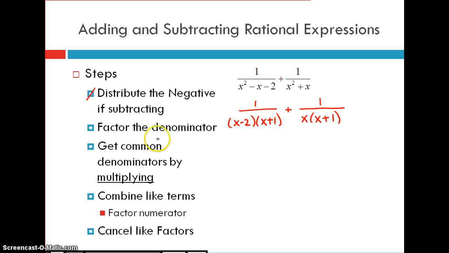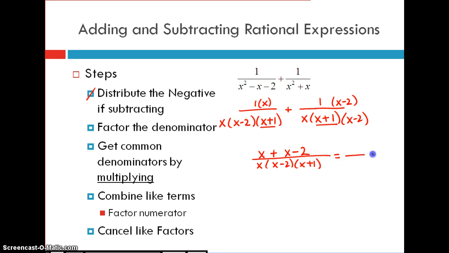Okay, so now again, if we're going to get common denominators, we notice they both have the x plus 1, but this first fraction needs an x, so whatever I do to the bottom, I have to do to the top, and the second one needs the x minus 2, so I have to also do that to the numerator. And so my common denominator is x, x minus 2, x plus 1, doesn't matter the order, and my numerator is x plus, if I distribute the 1, x minus 2.